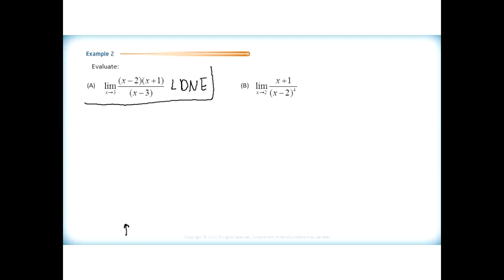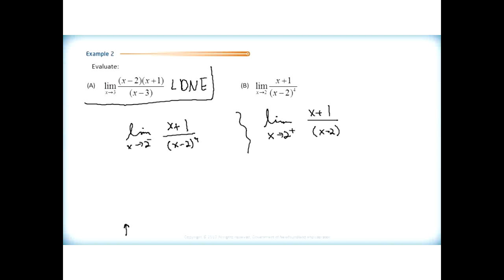So we're going to look at the limit as x approaches 2, first of all, from the left, of x plus 1 over x minus 2 to the power of 4. And then we'll look at the limit as x approaches 2, from the right, of x plus 1 over x minus 2 to the power of 4.